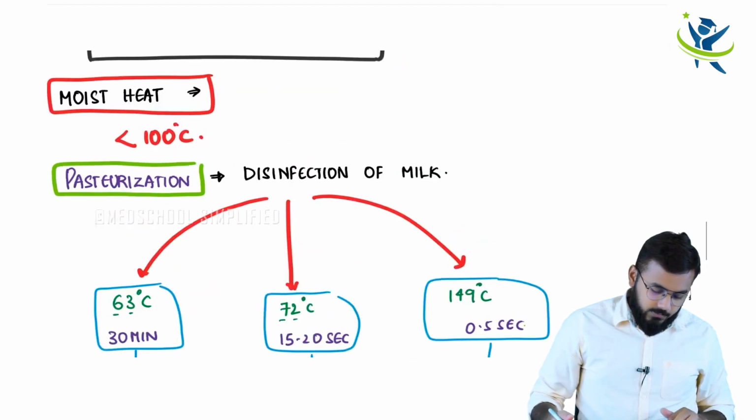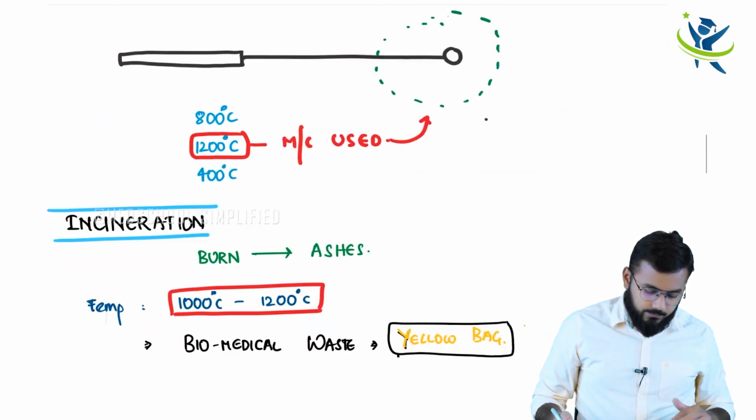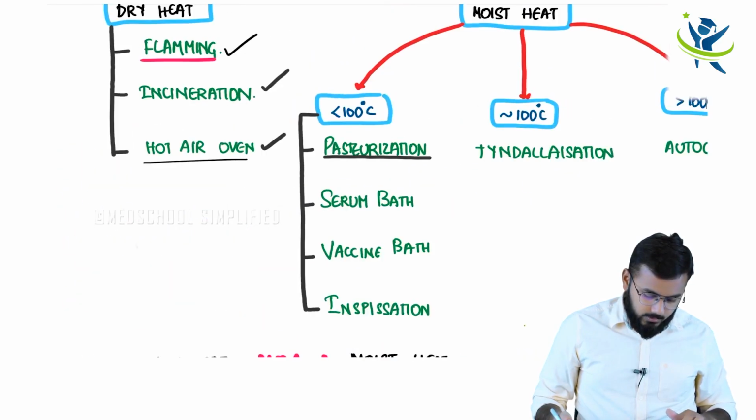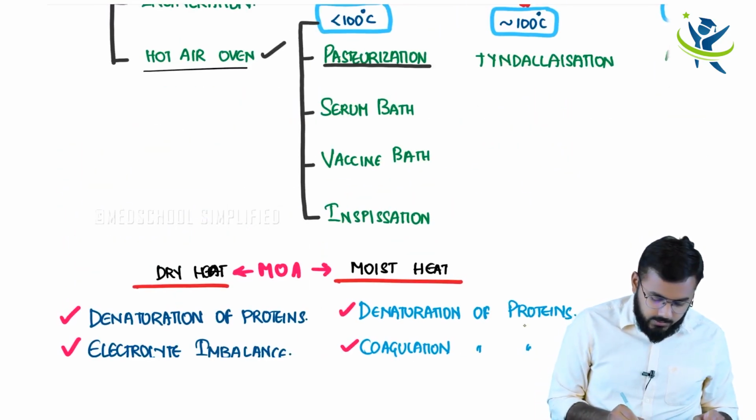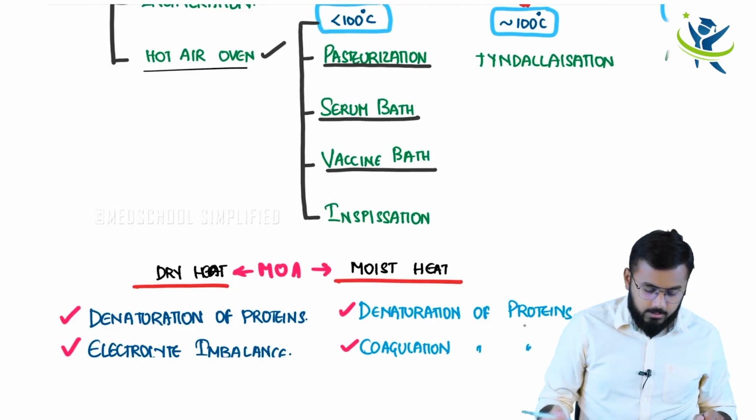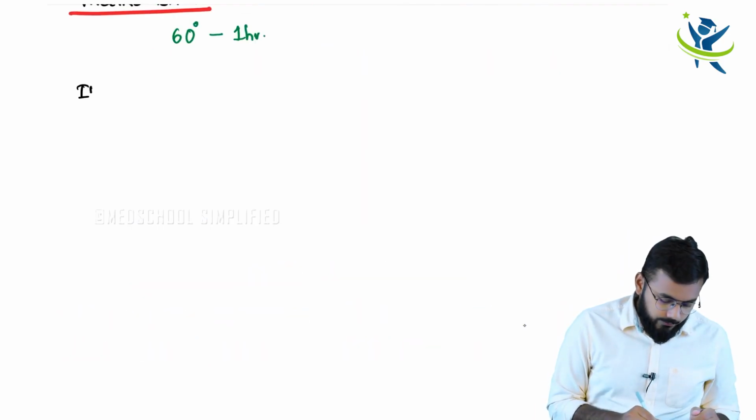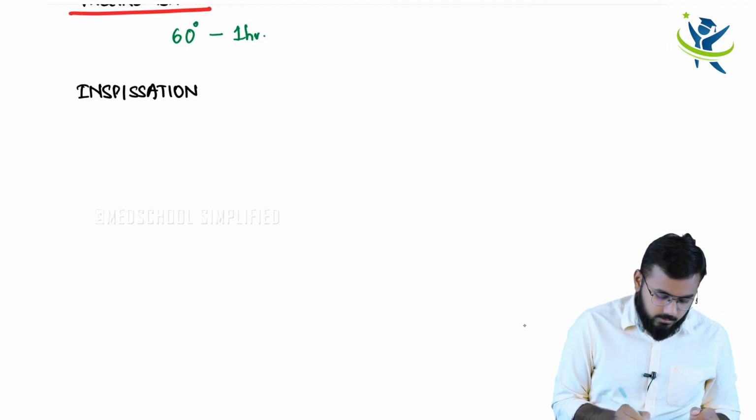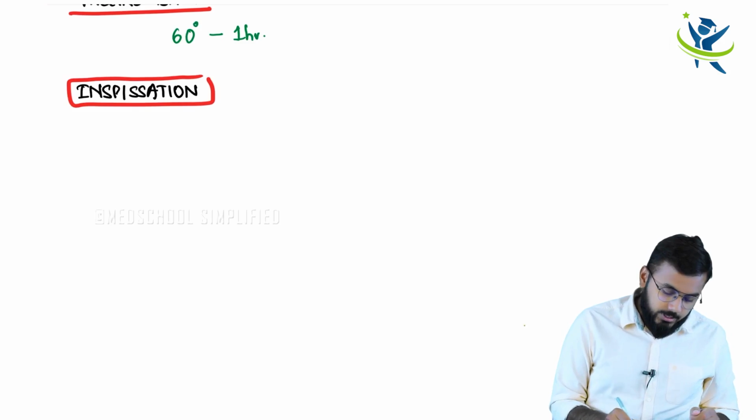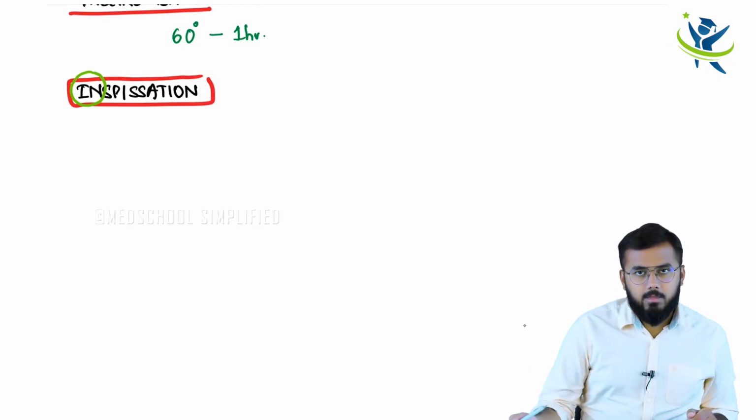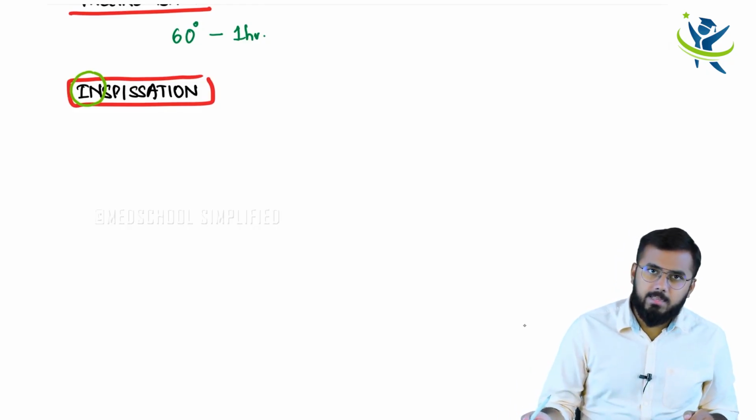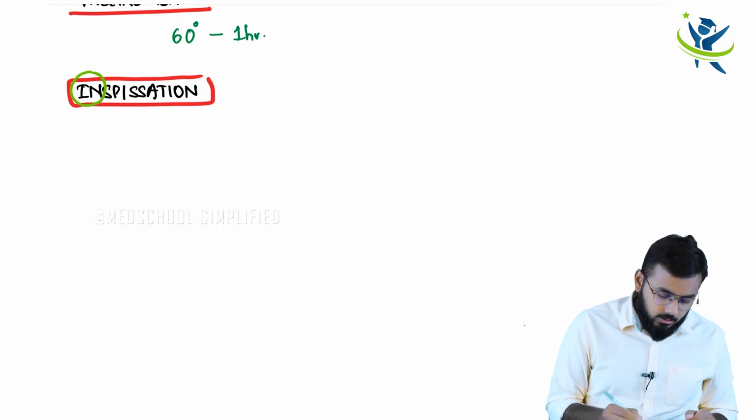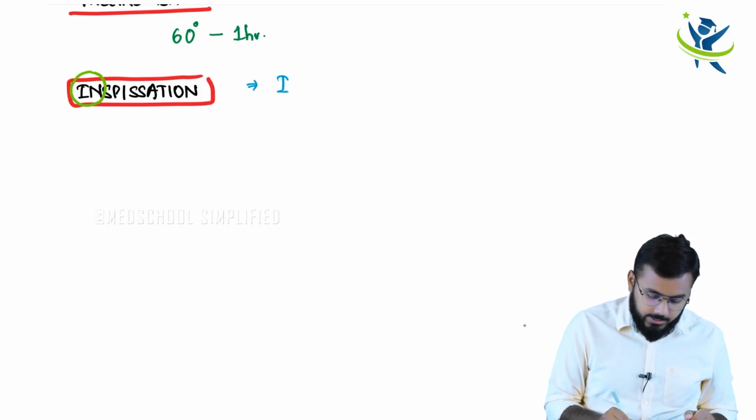So we are done with the heat part. Okay, so we are done with the serum bath, we are done with the vaccine bath. So what is your concept of inspissation? Right? So in inspissation, you can see the first two letters I and N. I and N means intermittent, right? So inspissation is intermittent heating, intermittent sterilization. So you call this also as intermittent sterilization.